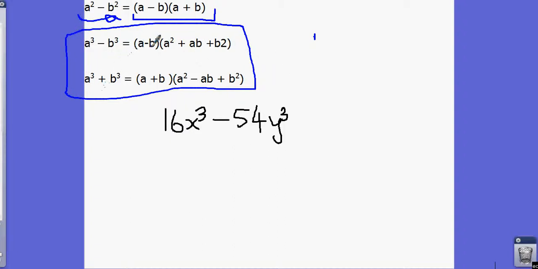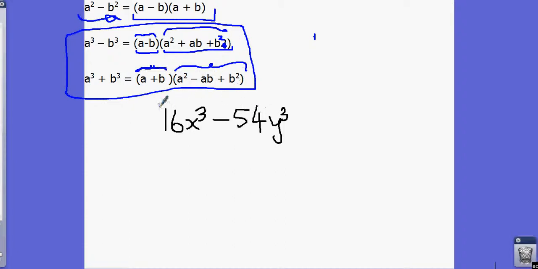The difference of two cubes again begins with a minus b, and then the remainder is a squared plus ab plus b squared. That's meant to be a b squared, by the way. Similarly, a cubed plus b cubed is a little bit different. It begins with a plus b times a squared minus ab plus b squared. So in the difference of two cubes, this part is negative and this part is all positive. And in the sum of two cubes, this is positive, and the second term here is negative.